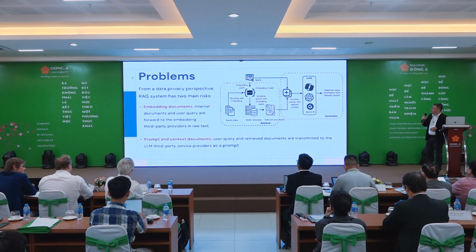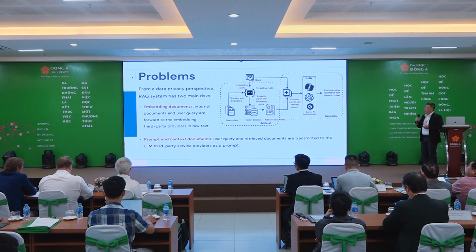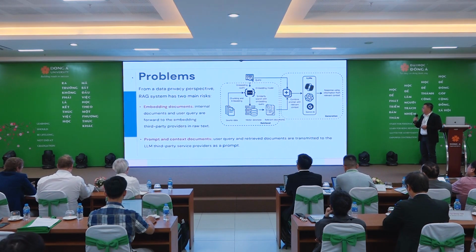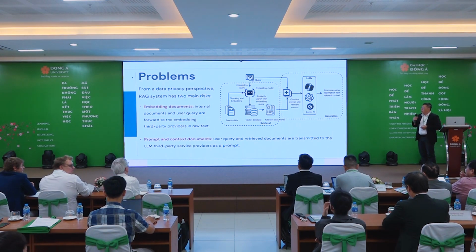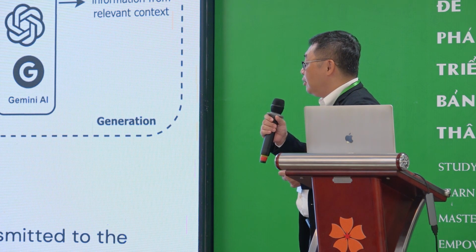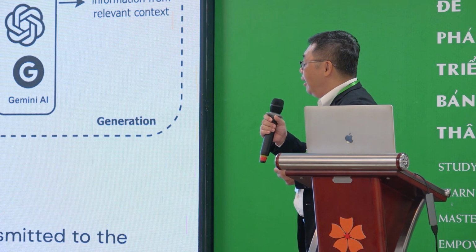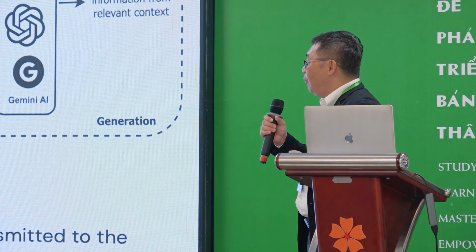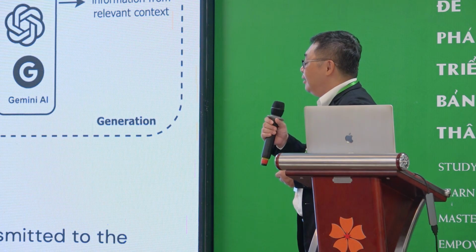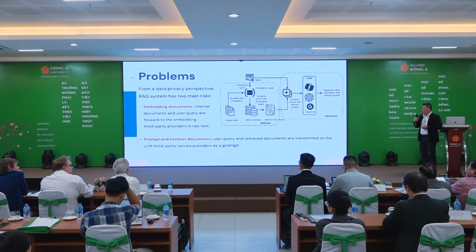So from the data privacy perspective, this system has two main risks. The first one is in the embedding process, and the second one is in the LLM generation process. If we use a third-party service provider, we have to send our source data documents to the third-party provider in the form of raw text, so it might leak some private data. And in the generation process, we will send the user query and the context or retrieved documents to the third-party service provider as a prompt.